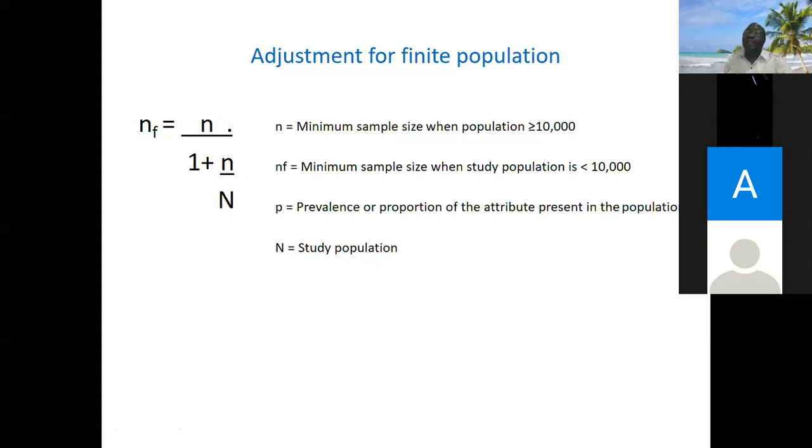If you don't do that, there are some situations where you calculate your sample size based on the first equation and you discover that the sample size is even more than the population you are studying, the people that come to the clinic within that time. What will you do? So you need to adjust. That's the way to adjust.